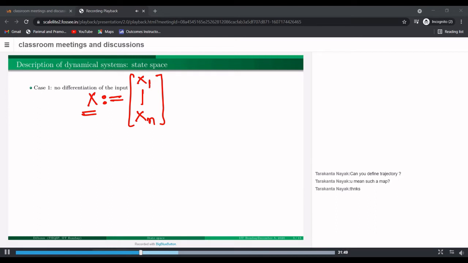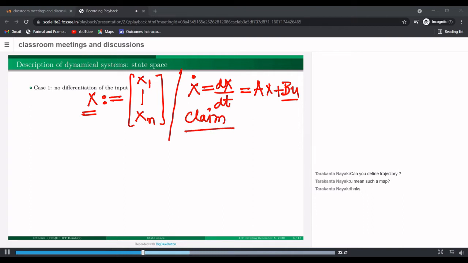Now in what sense, right? So let us see what's going to happen with this. I claim that with this x, ultimately we'll be able to write x dot, that is the first derivative of x, equal to dx/dt, as some matrix A times x plus b times u, where b is a vector. This is the claim. The question is, how do we prove this claim? In fact, it's very simple, absolutely simple. Let's see what it involves.